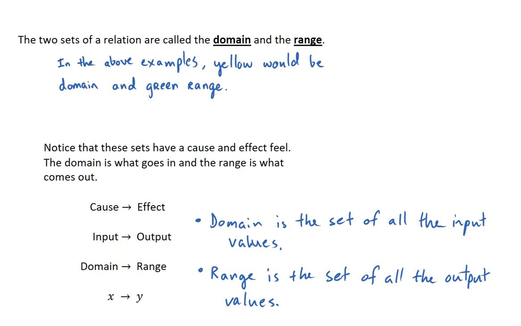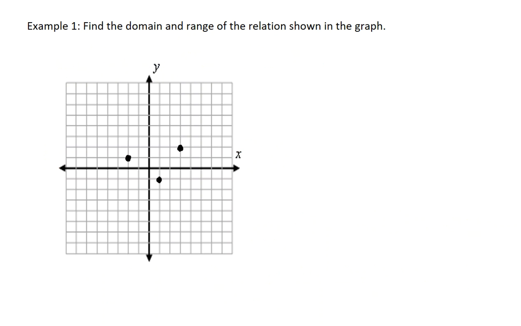Alright, now that we have that down, let's get into the meat of it, where we look at getting the domain and range, given a graph, determining the domain and range of the relation that's on the graph. For example, let's say we have this graph here. The graph basically is made up of these 3 points, and they're on the grid. And so we're asked to find the domain and the range of the graph.